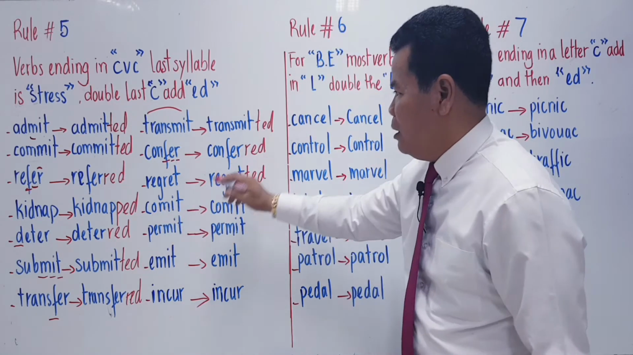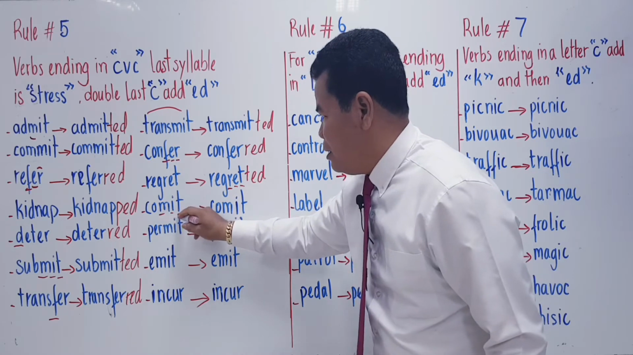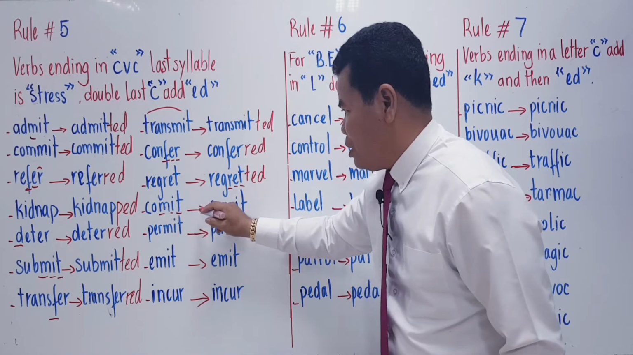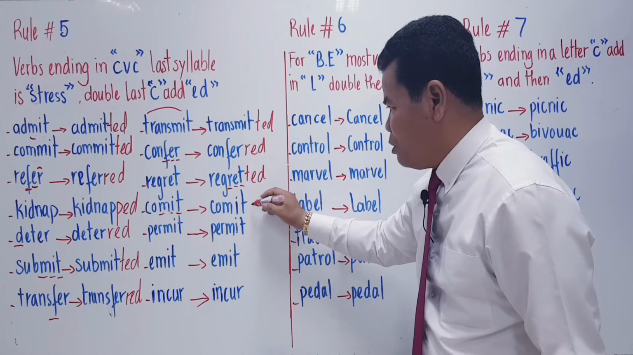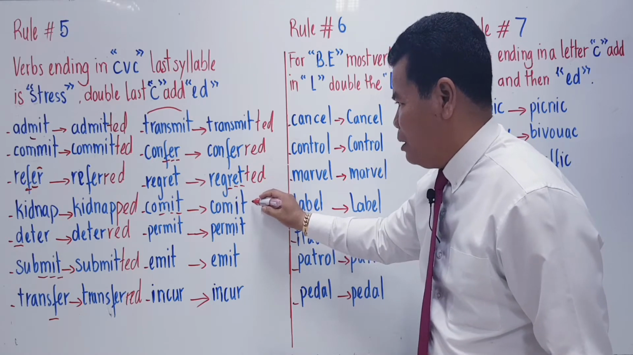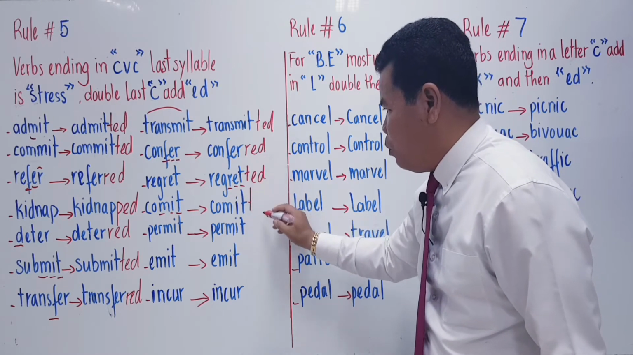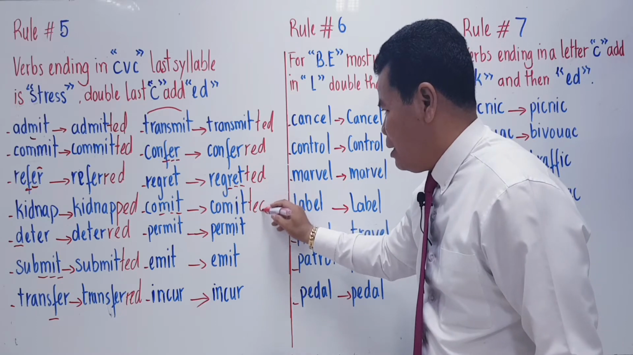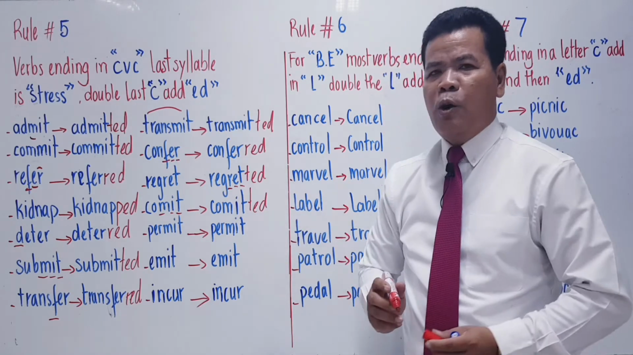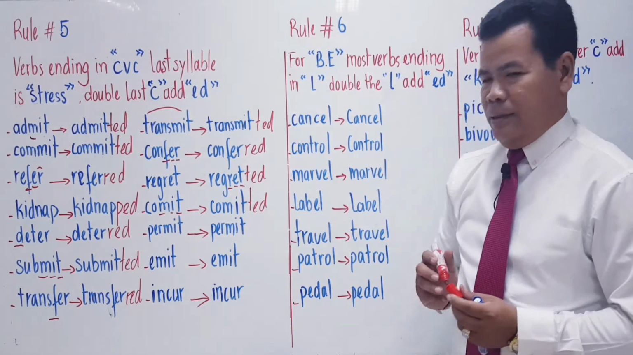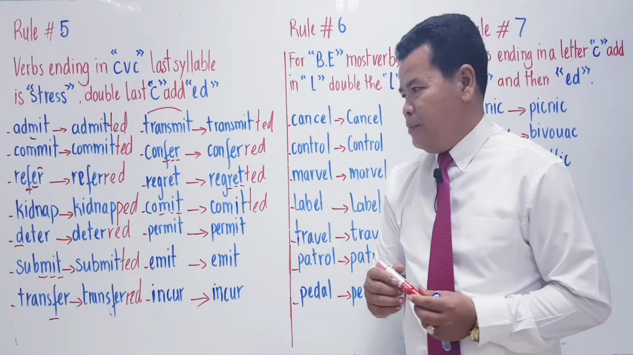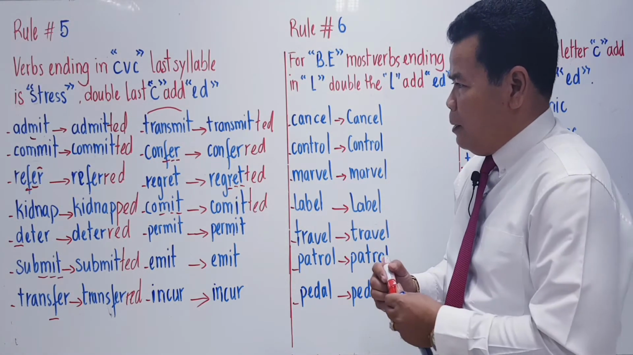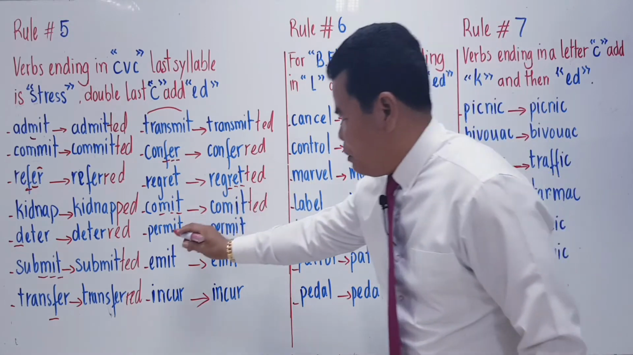Commit. M-I is a vowel, T is a consonant. So what do we have? Do we have to double or we don't double it? We have to double it. So double one more T and then ed. Okay? So we have committed. Committed. Let's go to the fourth, or the fifth example.